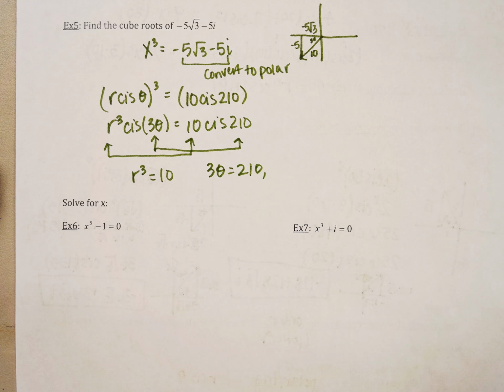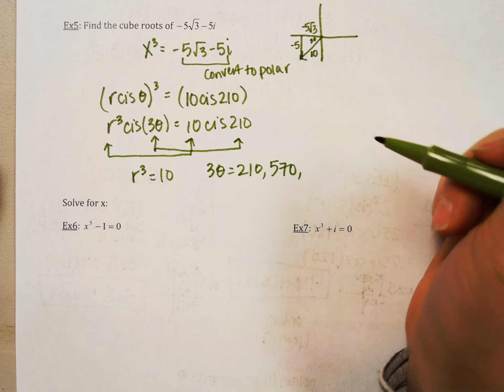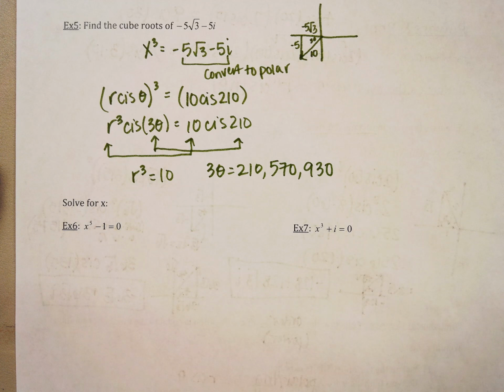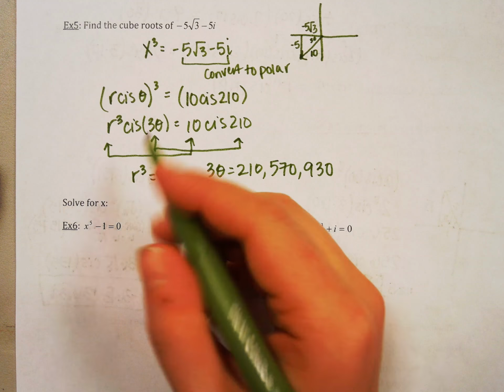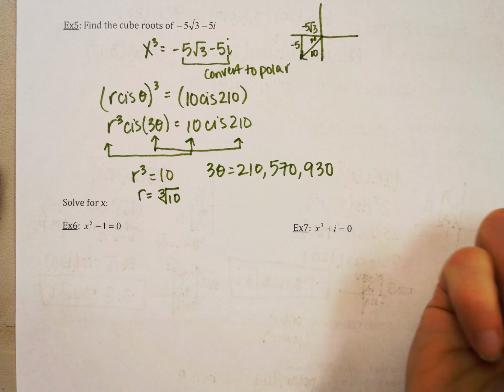Let's find our coterminal angles. So add 360. We get 570. Add 360 again, we get 930. For this one, when we find the cubed root, this is not something that's a nice number, so I'm just going to leave it as the cubed root of 10. That's fine.